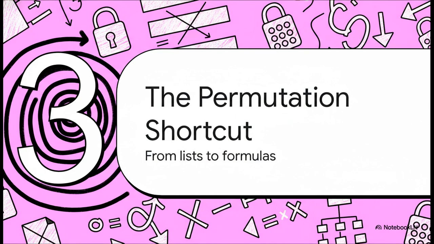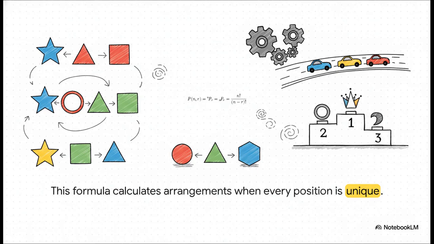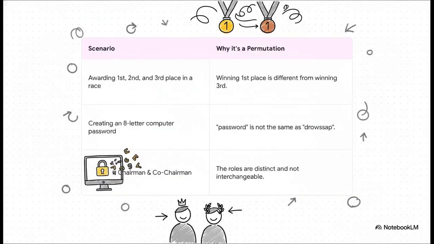And that, right there, is exactly why we can't just list possibilities. For things like passwords or PINs, we need a reliable shortcut, a formula that can handle any situation where order is king. And this is the tool for the job, the permutation formula. Instead of writing out endless lists by hand, this powerful little formula calculates the number of unique arrangements for us, especially when every single position matters. Let's run through a few more examples just to make sure this really clicks.